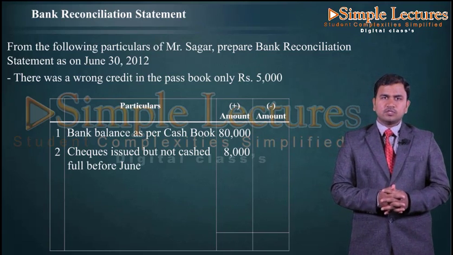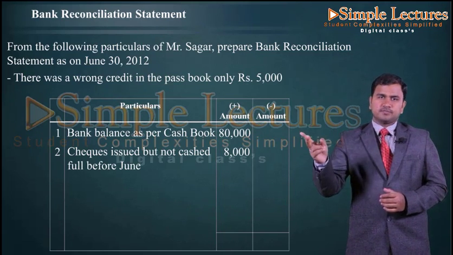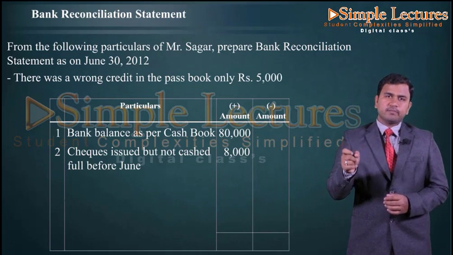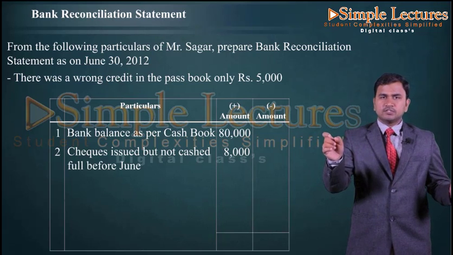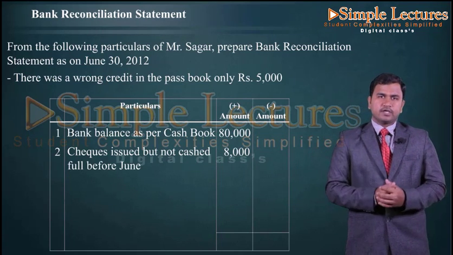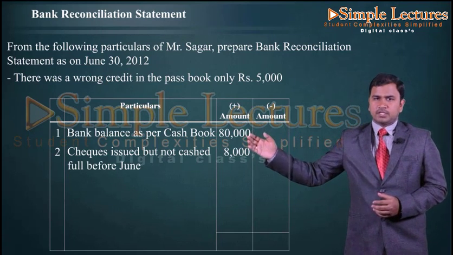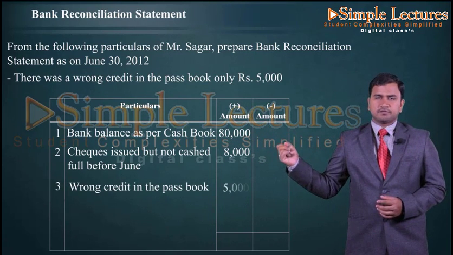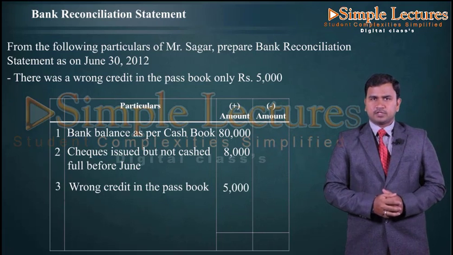So 5,000 was credited into the passbook, which is wrong, but the entry was wrongly made. But to bring the balance as per the passbook, this 5,000 rupees we have to add in the cash book again. Serial number 3, amount credited into the passbook. So in positive amount column we are going to take 5,000.